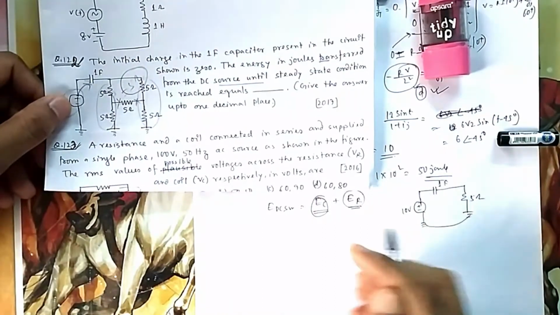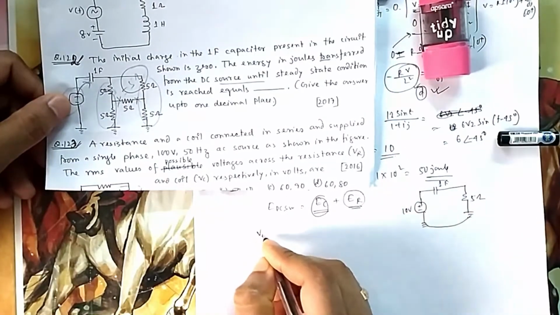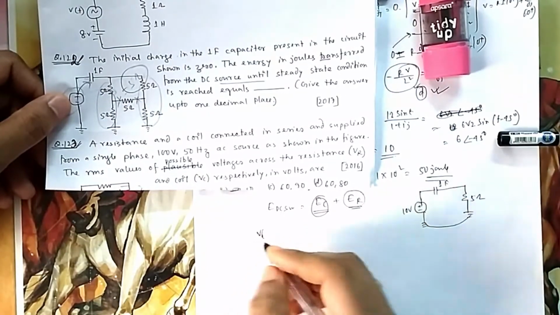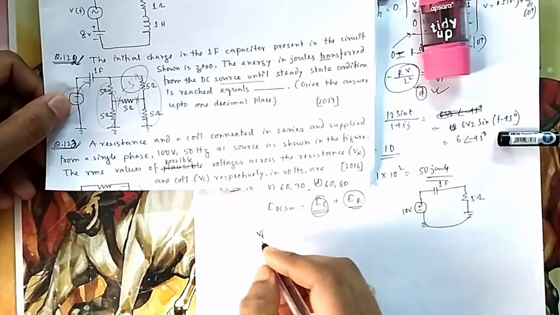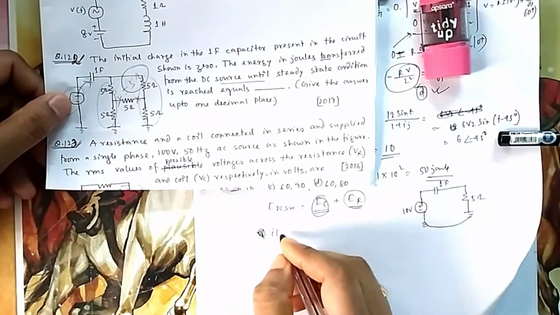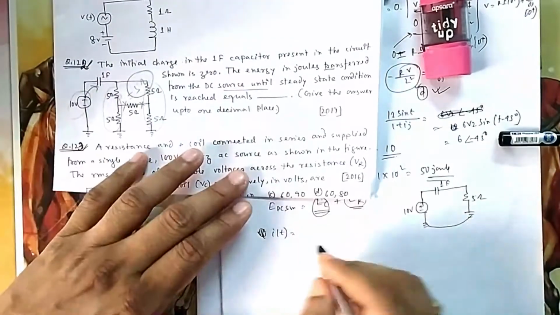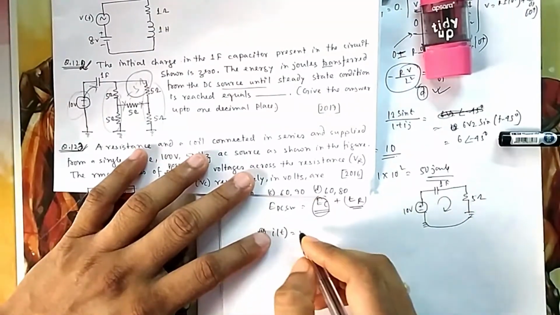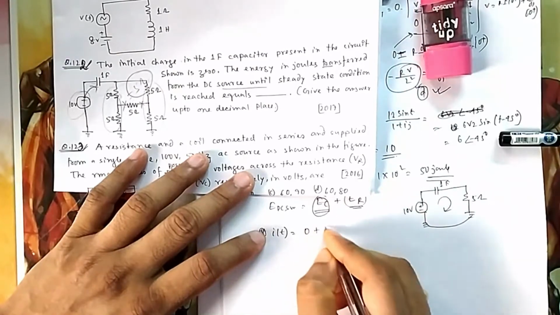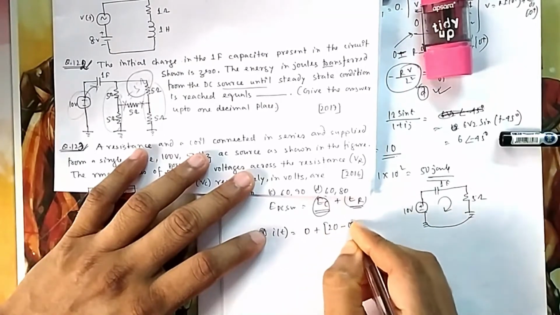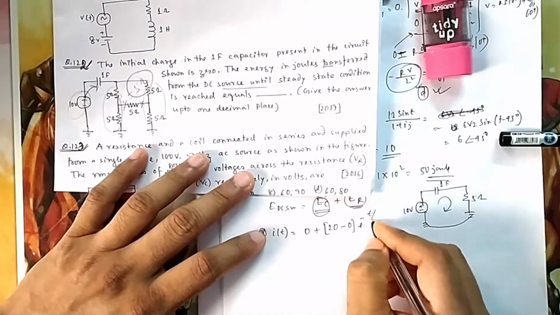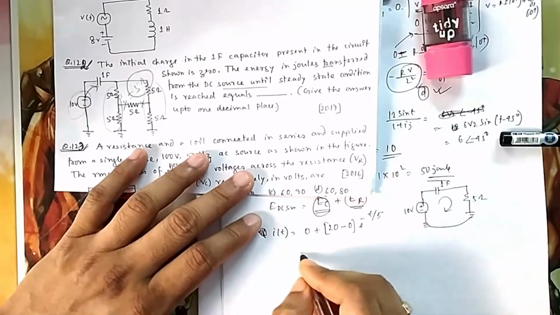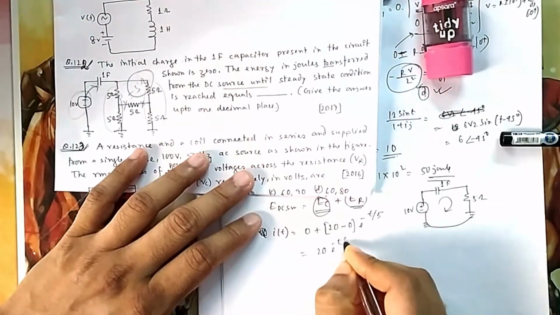What will be the initial condition? It is 0, so what is your VT? You can calculate IT also directly. What will be the current IT? Initial, final you can apply. What is the initial current flowing through it? If it is a short, the initial current is 20. What is the final current? Final is 0. So initial 20 minus final 0, e to the power minus T by RC, RC is 5. So it is 20 e to the power minus T by 5.